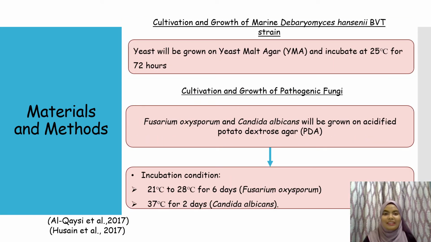Next, material and methods. First, cultivation and growth of marine Debaryomyces hansenii strain. The yeast will be grown on yeast mold agar and incubated at 25 degrees Celsius for 72 hours. Second, cultivation and growth of pathogenic fungi. Fusarium oxysporum and Candida albicans will be grown on acidified potato dextrose agar. Fusarium oxysporum will be incubated at 21 to 28 degrees Celsius for 6 days, and Candida albicans will be incubated at 37 degrees Celsius for 2 days.